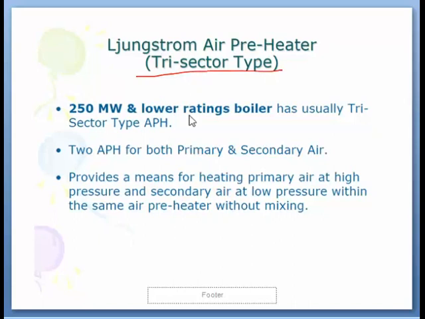Contrary to the bisector type of air preheaters, where there were a total of 4 air preheaters, 2 for the primary air and 2 for the secondary air, here in totality there will be 2 air preheaters, and each air preheater handles both primary and secondary air. It also provides some means for heating primary air at high pressure and secondary air at low pressure within the same air preheater without mixing.